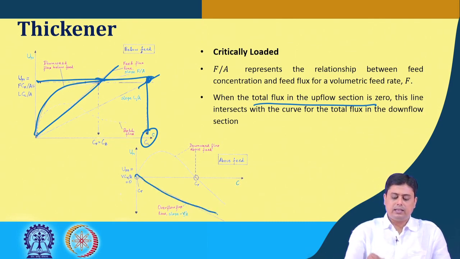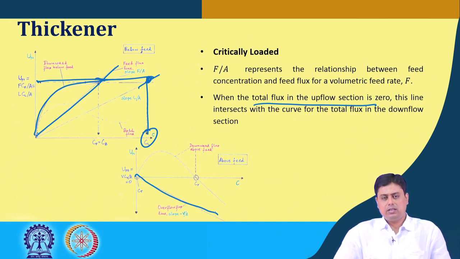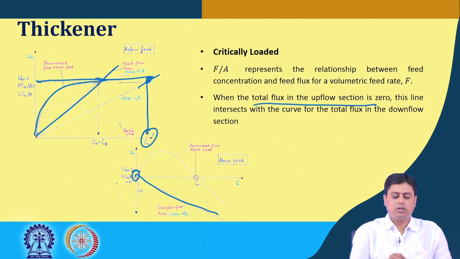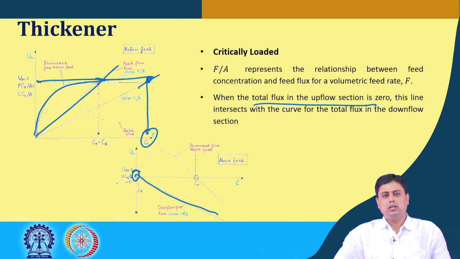and this is the line having a slope of minus V by A, which is above the feed, which is the upflow region. Here we find the solution for Cv is only one possibility, that is Cv is equal to 0.